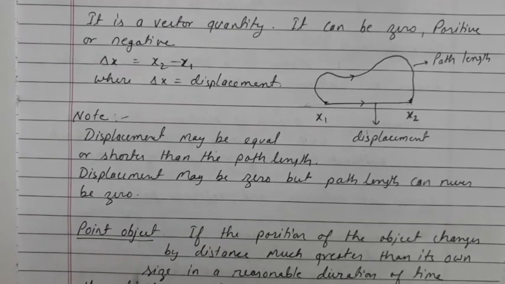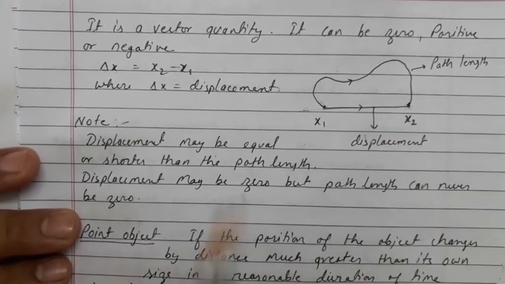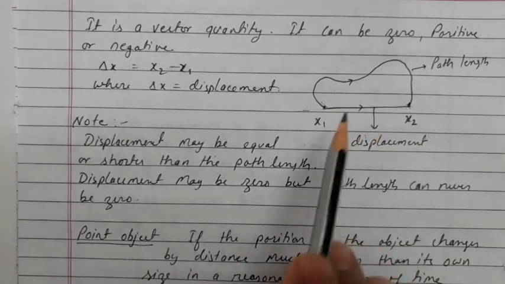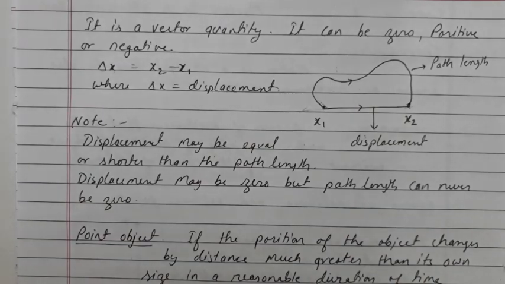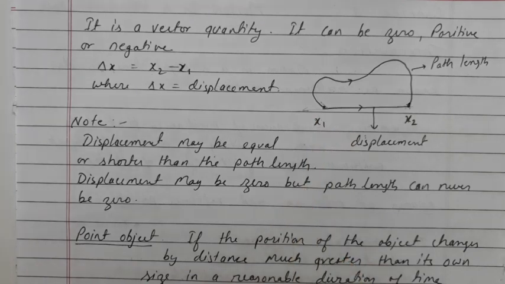Now displacement may be equal to or shorter than the path length. What is the condition for displacement? Displacement can be equal to, or it will always be smaller than, the path length. That means displacement can be equal to the distance, but displacement can never be greater than the path length. So this is an important point. Displacement can be zero, but path length can never be zero. Displacement can be zero if the initial position and the final position of the object are the same. That means the displacement will become zero, but path length will never be zero in that condition.